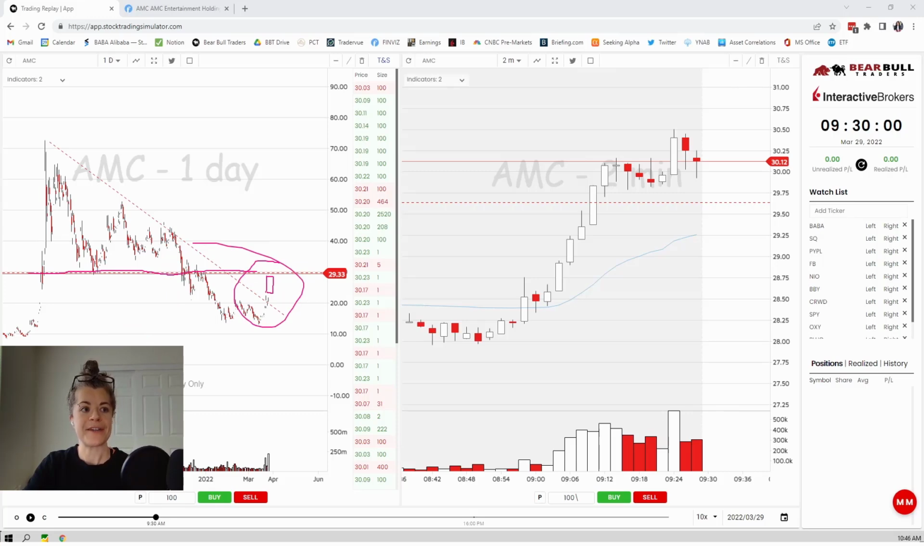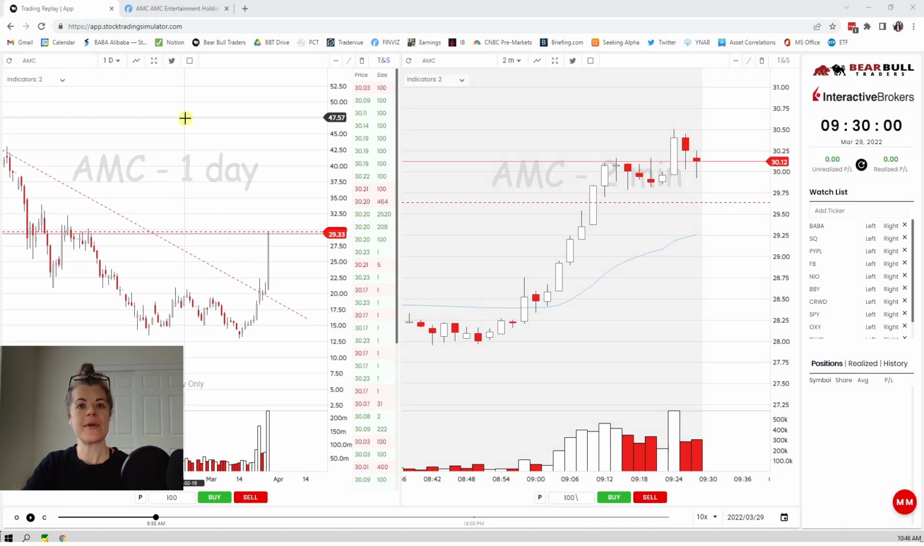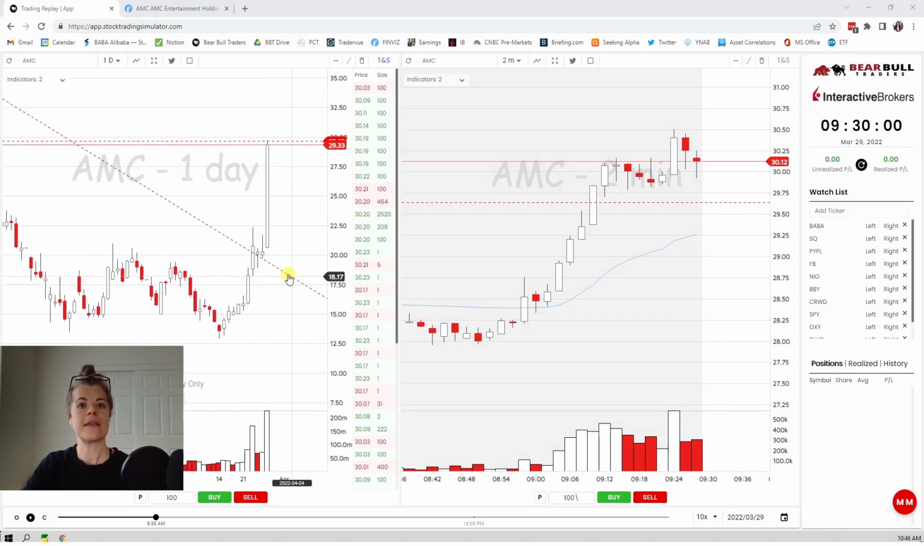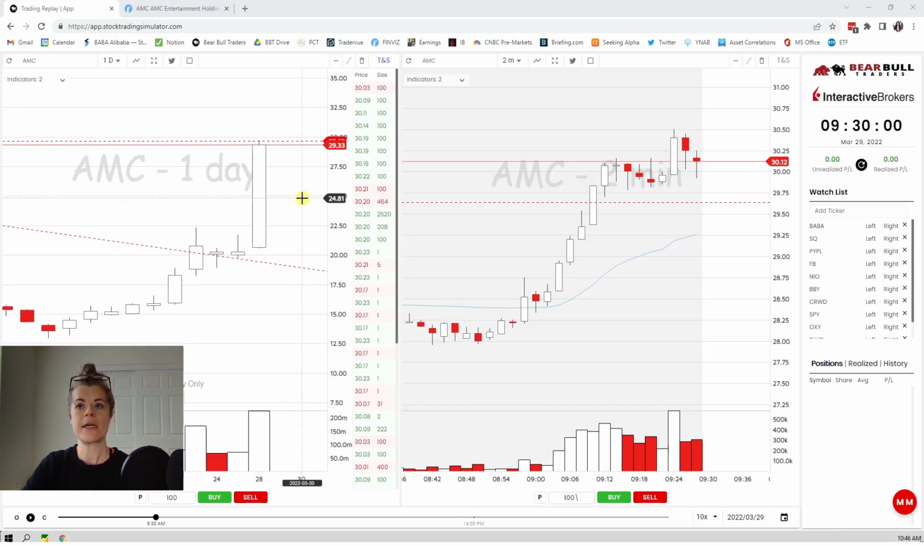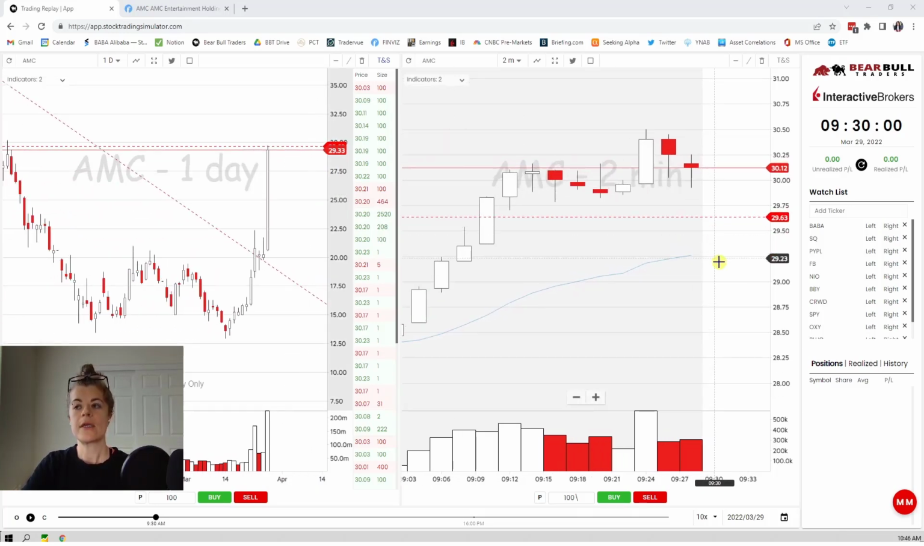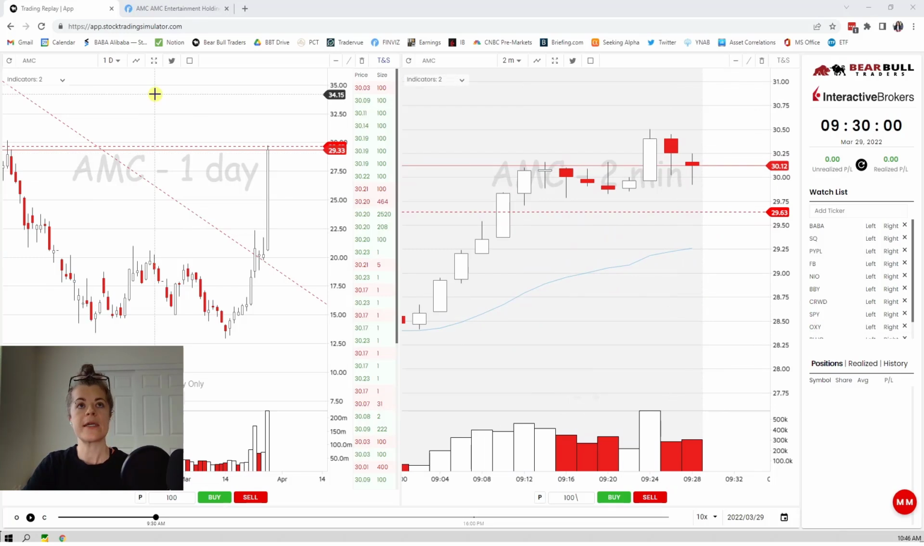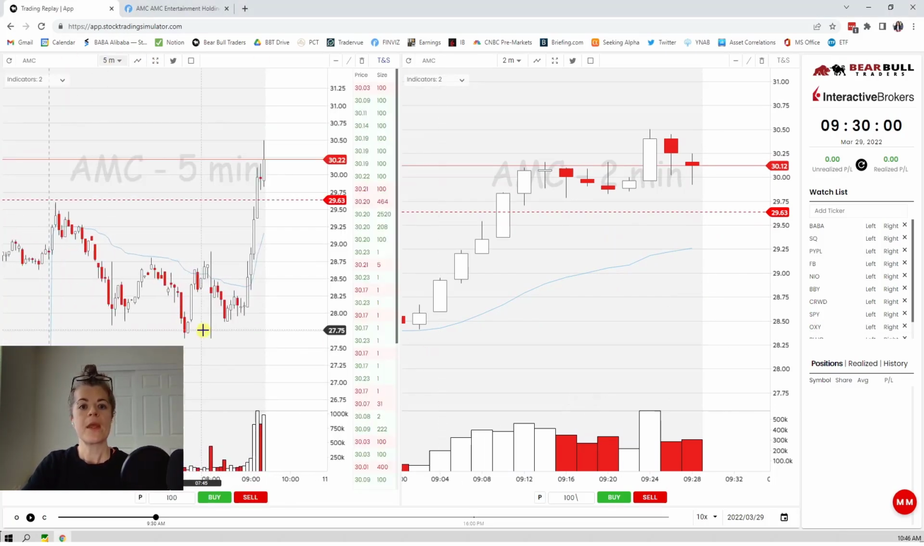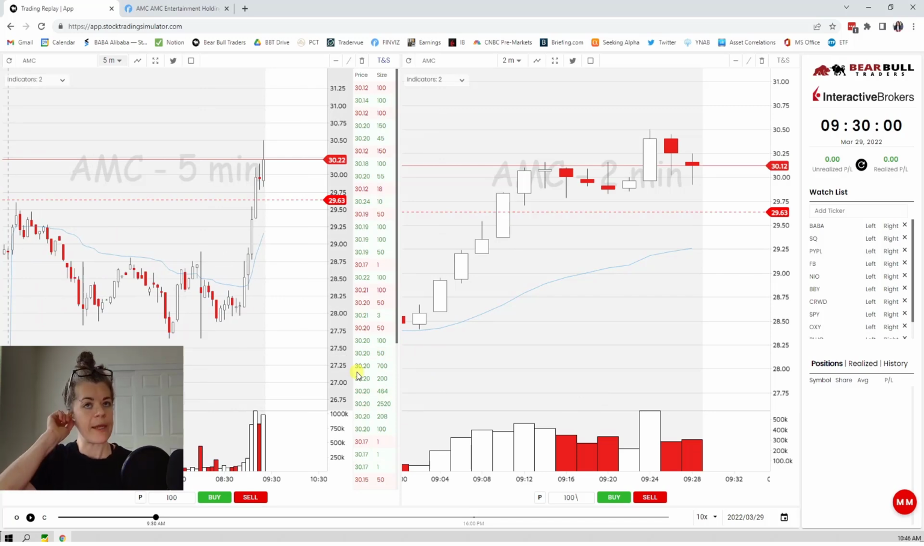Again, I'm just a chicken, so I didn't play it. But let's zoom in. So we've got this trend line, we've got this level. I marked it at, what do I have it marked at? Oh, it's over here. Okay, 29.63 is where I marked it. So let's just take this to the 5-minute. Okay, so here's how I would play this and how I would have played it.